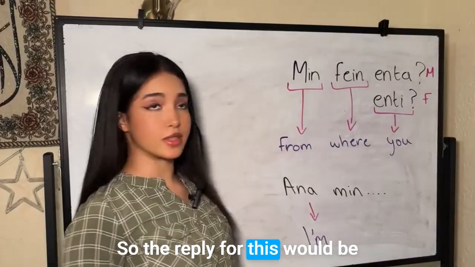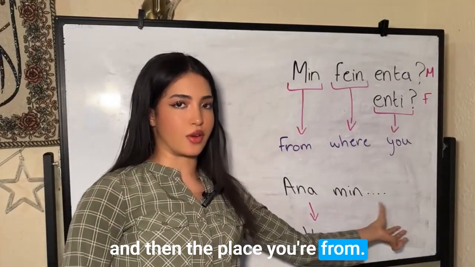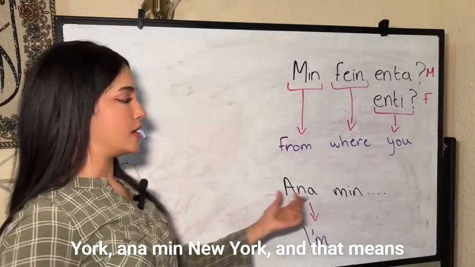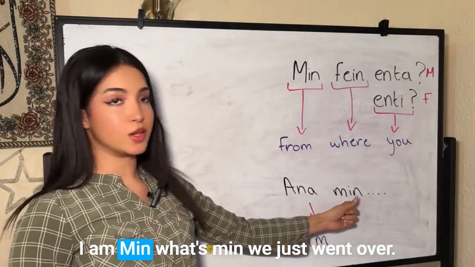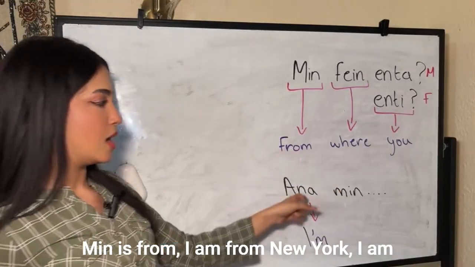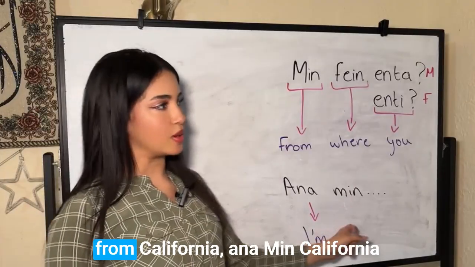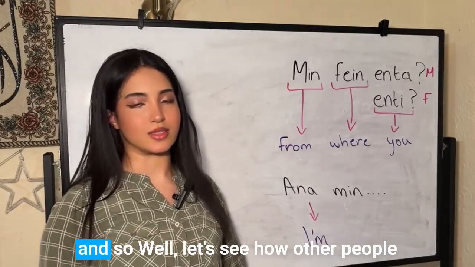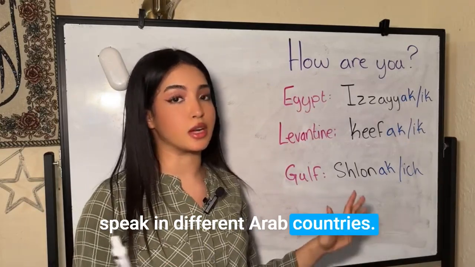So the reply for this would be ana min and then the place you're from. So for example, let's say I'm from New York. Ana min New York. Ana means I'm. Min, what's min? We just went over. Min is from. I am from New York. I am from California. Ana min California. And so on.